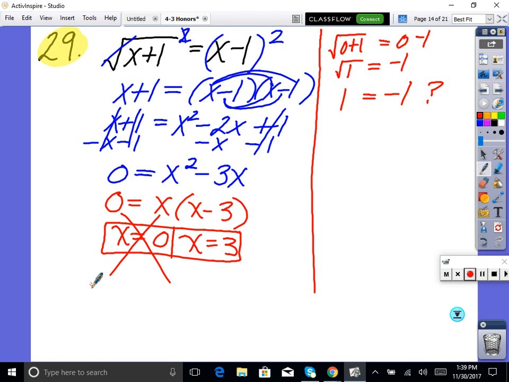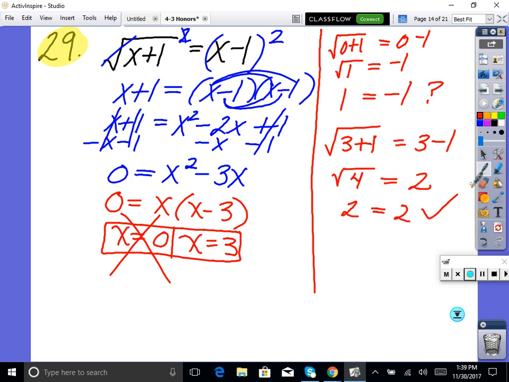Let's check 3. The square root of 3 plus 1. Does that equal 3 minus 1? The square root of 4 equals 2. So 2 equals 2 does work. So on the test, this is exactly how you'd write it. You show me you got both of them. You check this one, and it's no longer a solution because it's extraneous. Questions?